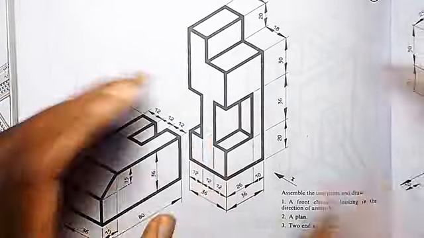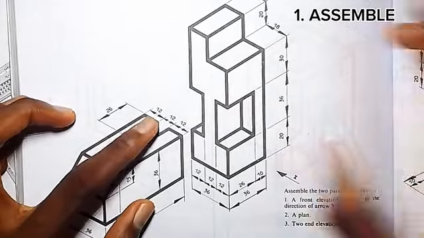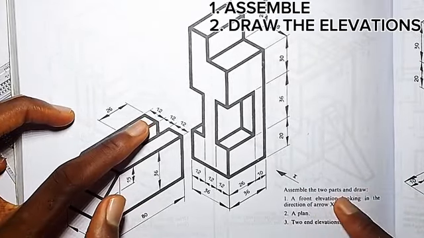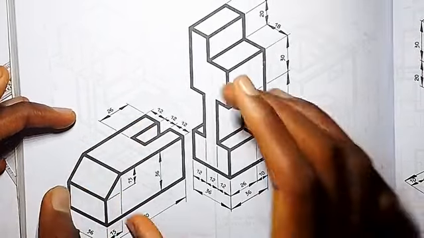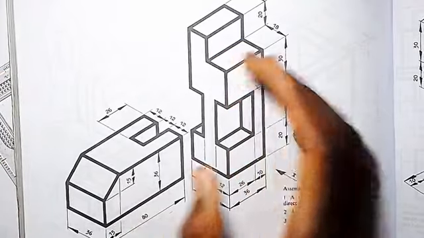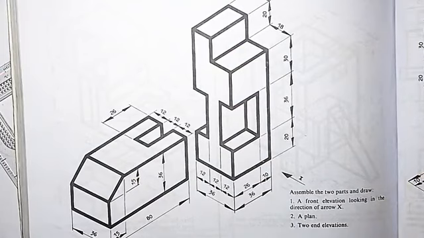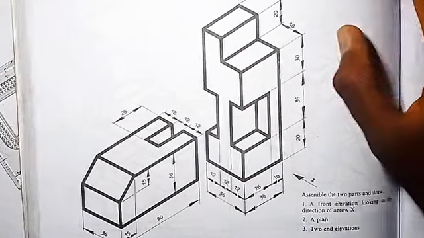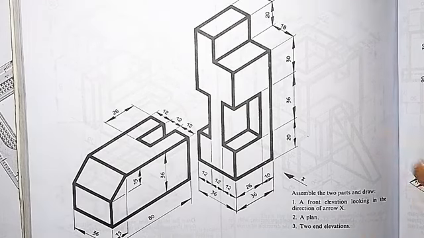So these two blocks, we are asked to assemble them, the two parts together, and draw the front elevation, the direction of our x, a plan, and the two end elevations of the two blocks. That's why we have to draw these two blocks first before we do all of this, and that's why this video is for you. So let's start with a sketch of how the block looks. That's understanding the specifications using the sketch.